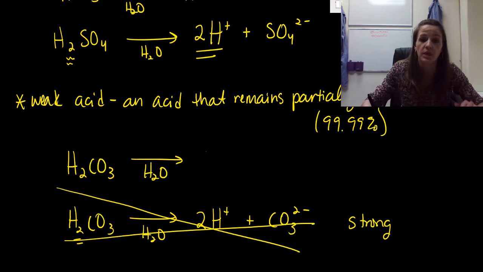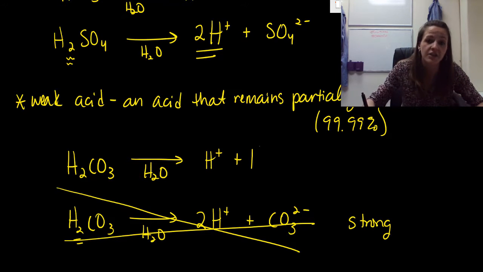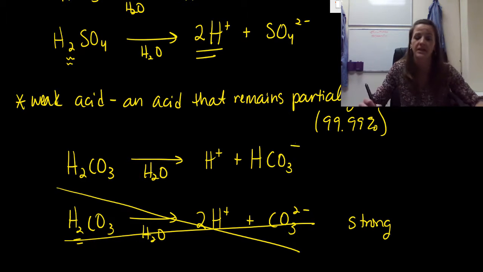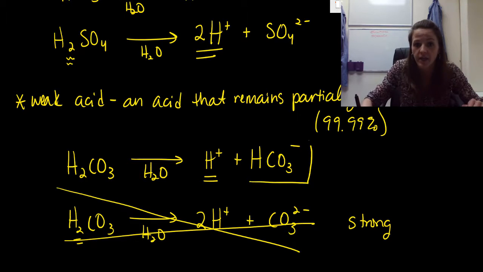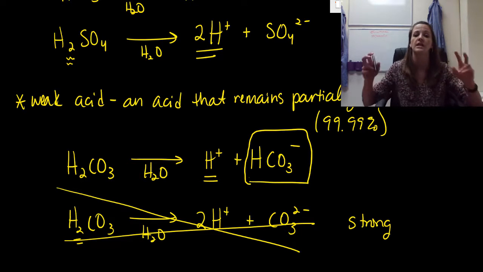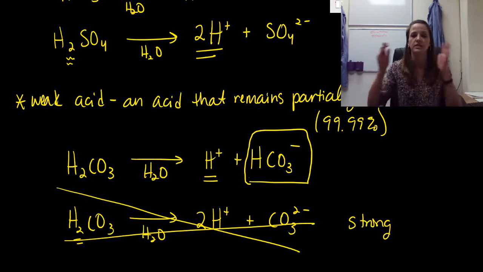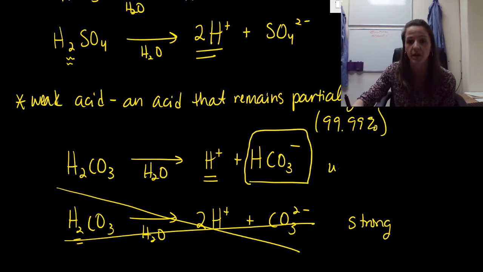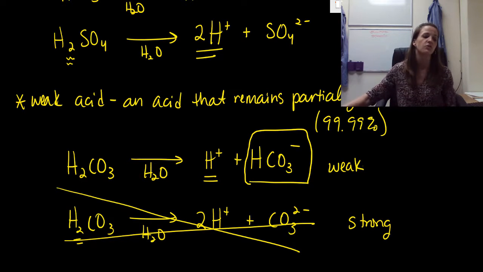Instead, what happens is we get an H plus and HCO3 minus. So 1 hydrogen comes off, not both hydrogens, just 1. So this part right here is still partially intact. The acid is still partially together. That component is what indicates that it's a weak acid. So you must be able to do this, okay? I really hope you can do this.